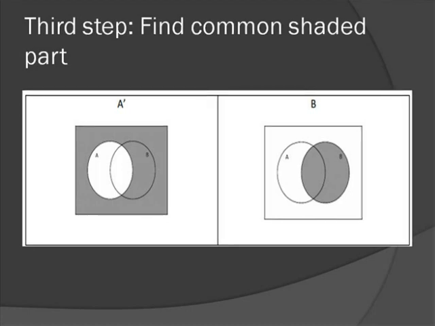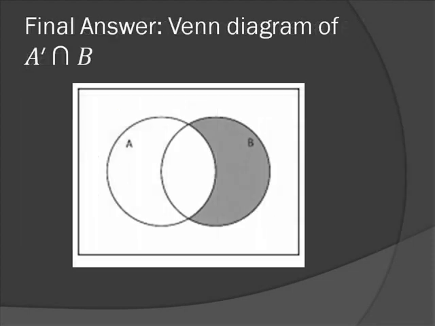So what we will do, we will draw another Venn diagram, and we will just shade that part which is common in both the diagrams. So this is our final answer, in which we have just shaded that part which was shaded in both the diagrams of A complement and B, and that was the part of the set B that has no connection with A, the uncommon part. So this is basically the Venn diagram of A complement intersection B.